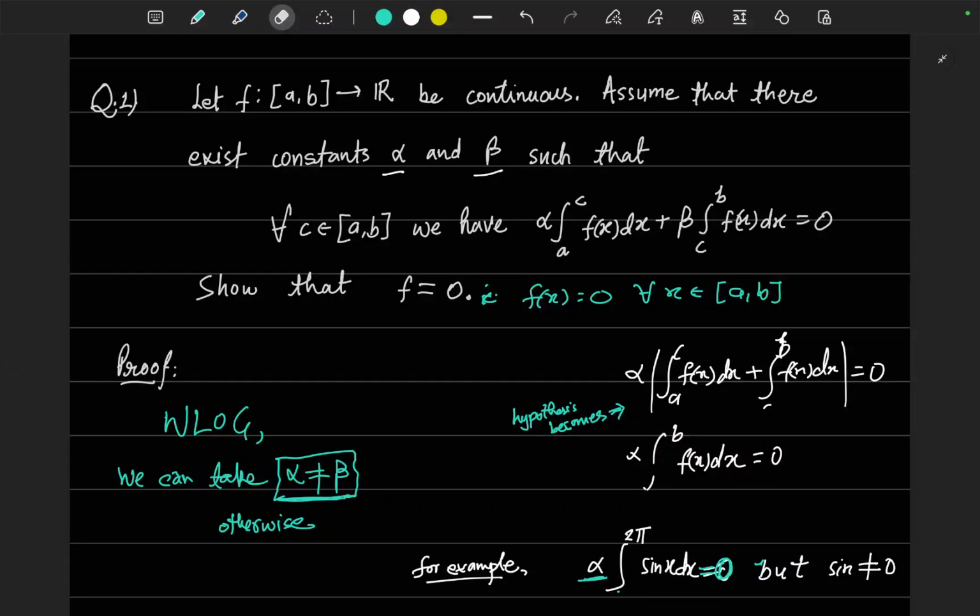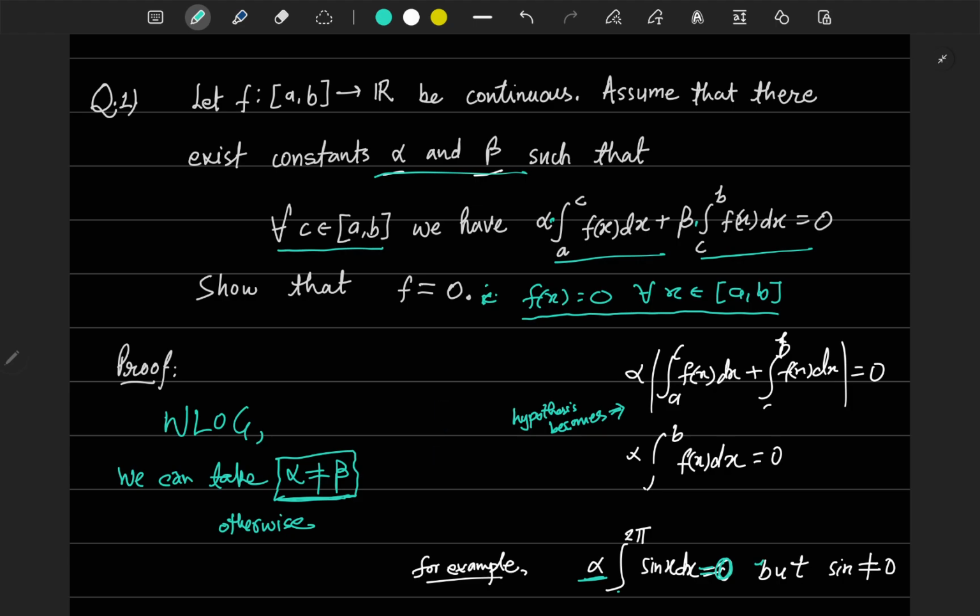So we have a question that f is a continuous function from interval [a, b] to the real numbers. We are assuming that there are constants alpha and beta such that for any c in the interval, integral from a to c of f multiplied with alpha, plus integral from c to b of f multiplied with beta, this sum is 0. Now we have to show that f is 0, that is f(x) is equal to 0 for every x in our domain.